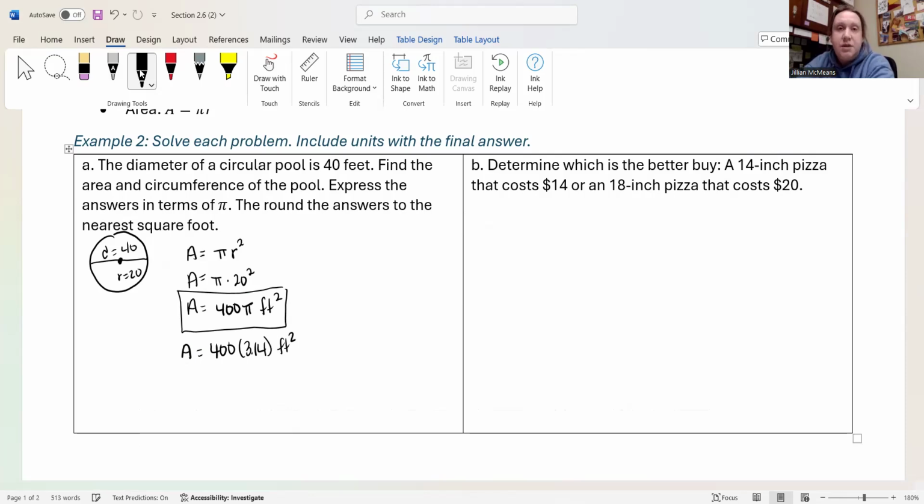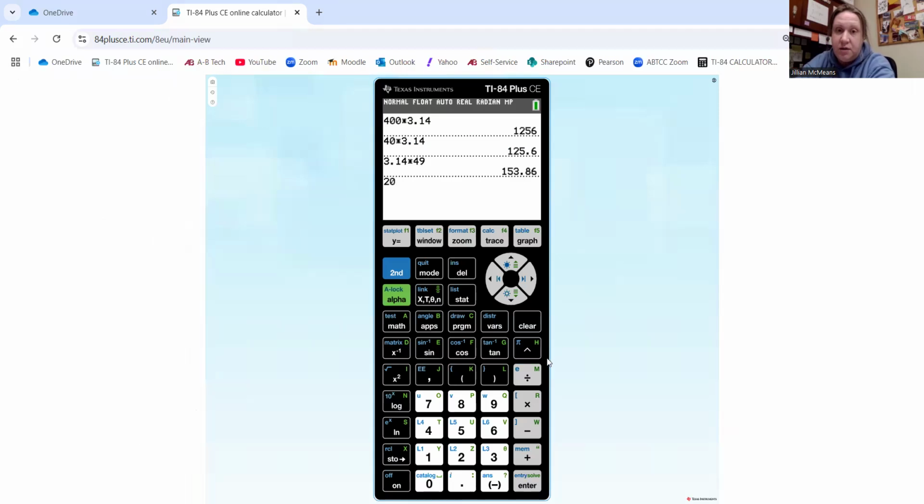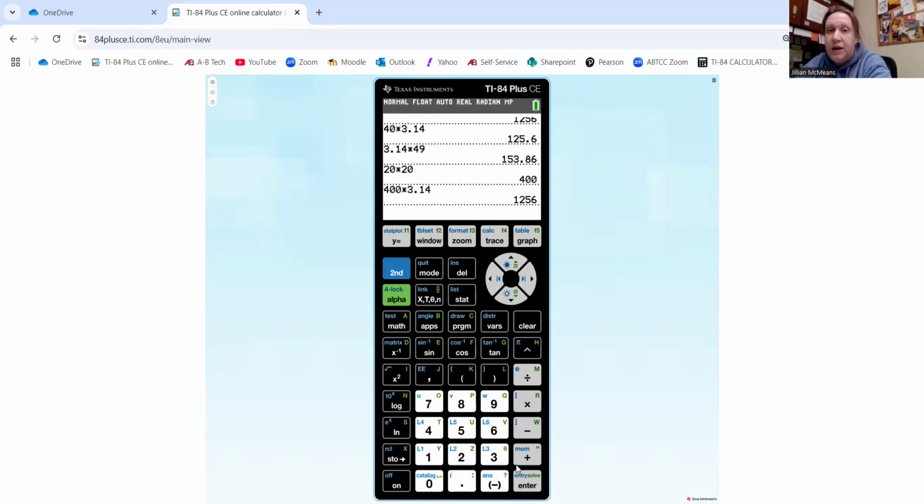All right, so let's go over to the calculator. So we have 20 squared, just to make sure you're clear, 20 squared is 20 times 20, which is 400. And then we want to take 400 and multiply it by 3.14. Okay, so 3.14 gives us 1,256 feet.